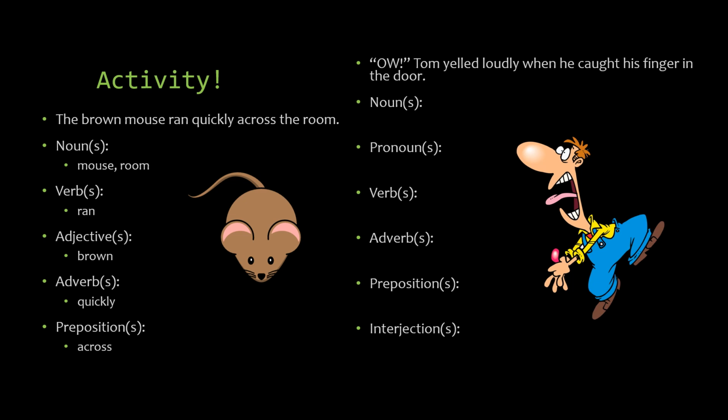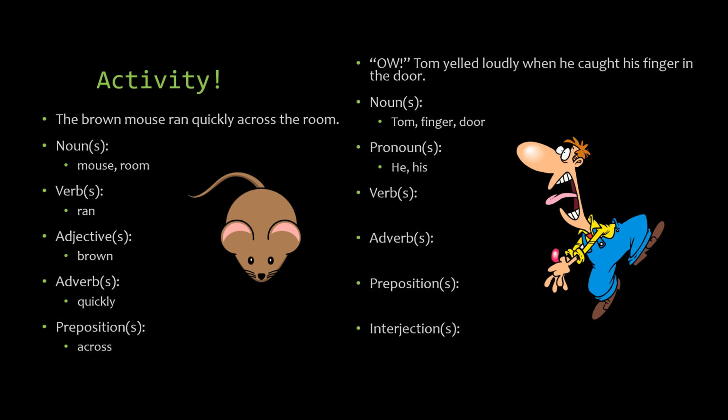Speaking of hammers, we can see what could have happened to this guy here. It says, "Ow!" Tom yelled loudly when he caught his finger in the door. We have a few more words here that come into play. This is a little bit more of a complicated sentence. Here we have three different nouns that are working. We have Tom, the guy who has just hurt his finger. We have finger itself, the digit coming off of your hand, and the door itself, the thing that he has apparently hurt his finger on.